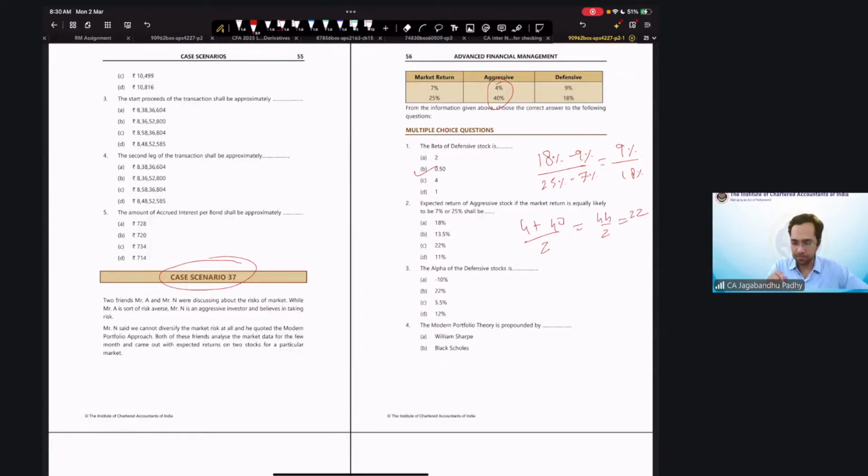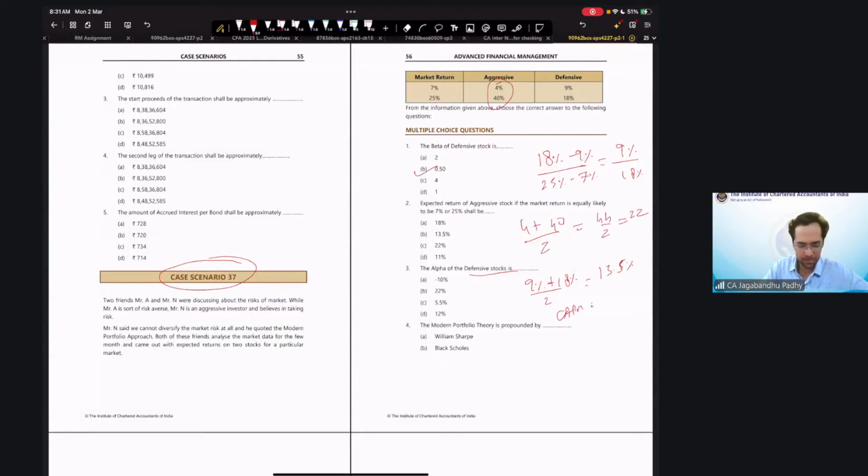Then alpha of defensive stock. So we need to first get the expected return, which is 9% plus 18% by 2. So alpha, the expected return is how much? 9 plus 18 by 2. So that's 13.5%. Then beta, it was 0.5. So I can get the CAPM return.